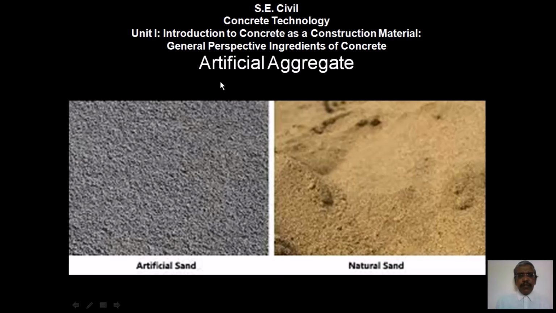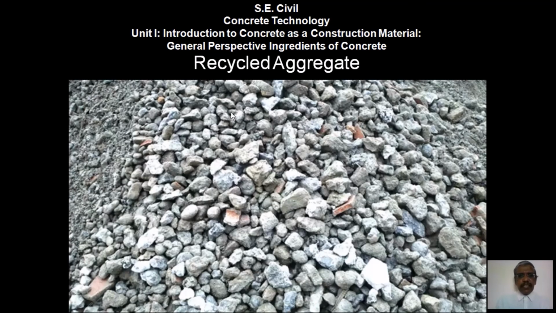Then next part we will see the artificial aggregate. Here you will see the artificial sand and here you will see the natural sand. The silt is contained in the natural sand, no silt is contained in the artificial sand, only the dust particles will be there. Recycle aggregates are the aggregates which are taken out from the concrete or the debris, and it is crushed and it can be used.